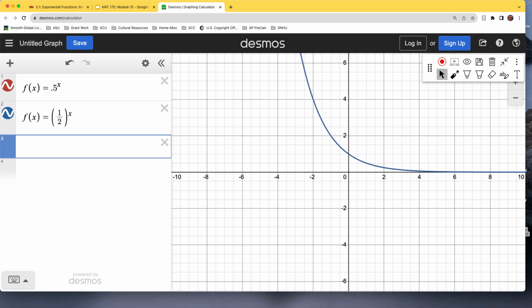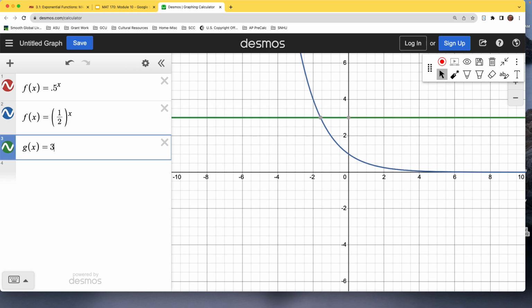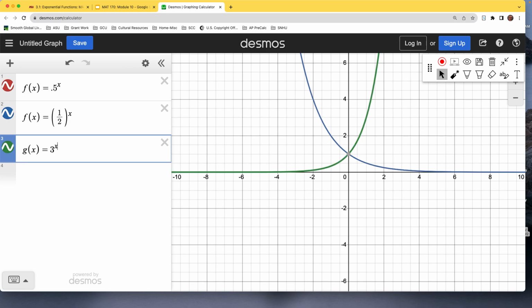If we have a number bigger than 1, call it g of x, 3, then we see that as we go through, it's going to increase, right? So it's an increasing function. We can trace along here and see various values. One thing we notice is what happens when x is 0. When x is 0, what is the y value? It's 1 for both of these.